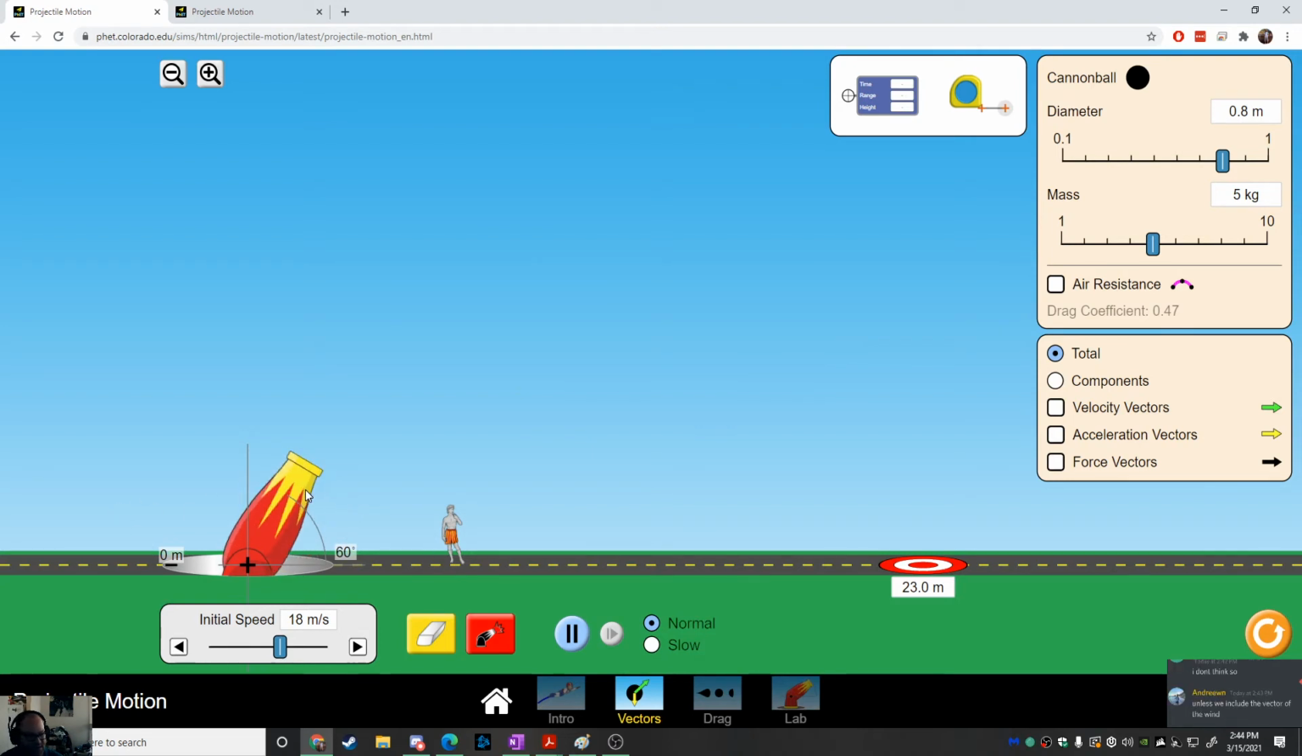Okay, so let's start to look at the... unless you include the vector of the wind. You don't even need to have wind to have air resistance, though, right, Andrew?